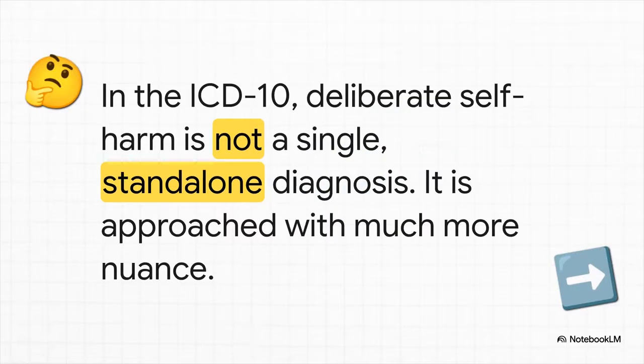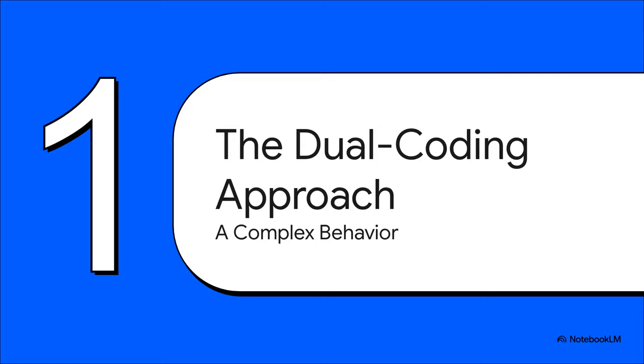Well, the answer is probably not what you're thinking. And this is really the most crucial thing to understand. In the ICD-10, self-harm is not treated as one single standalone diagnosis. You can't just look up one simple label for it, because the system is actually built with a whole lot more nuance than that. So instead of just slapping on one label, the ICD-10 uses a really sophisticated method called a dual coding approach. Now what that means is looking at the behavior through two very distinct but connected lenses to get the full picture.